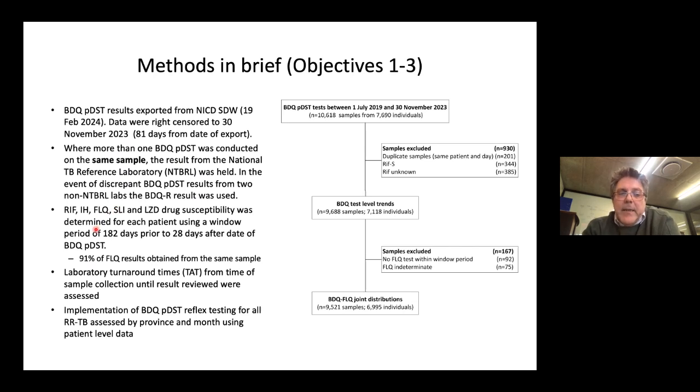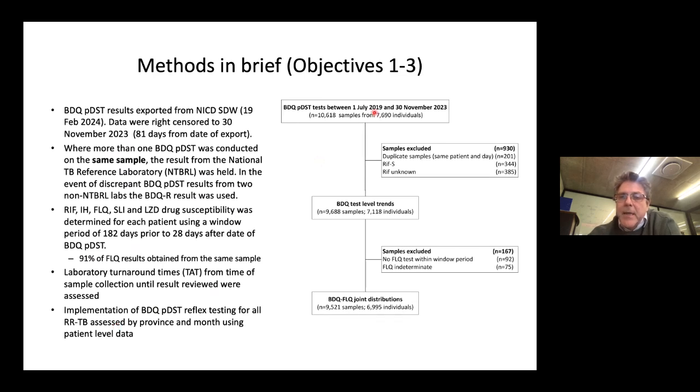The drug susceptibility for rifampicin, INH, fluoroquinolone, second-line injectables, and linezolid was determined for each patient using a window period of 182 days prior to the bedaquiline sample date to 28 days after the date of the bedaquiline, and 91% of these results, for example for fluoroquinolone, were obtained on the same sample as the bedaquiline result. We reviewed laboratory turnaround times from time of sample collection until the result was reviewed by a pathologist. And lastly, we looked at the implementation of the bedaquiline PDST reflex testing for all RIF-Rs by province and month using patient-level data.